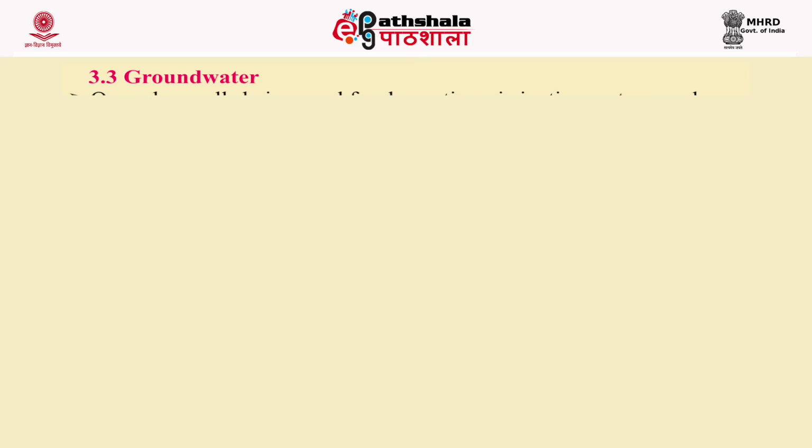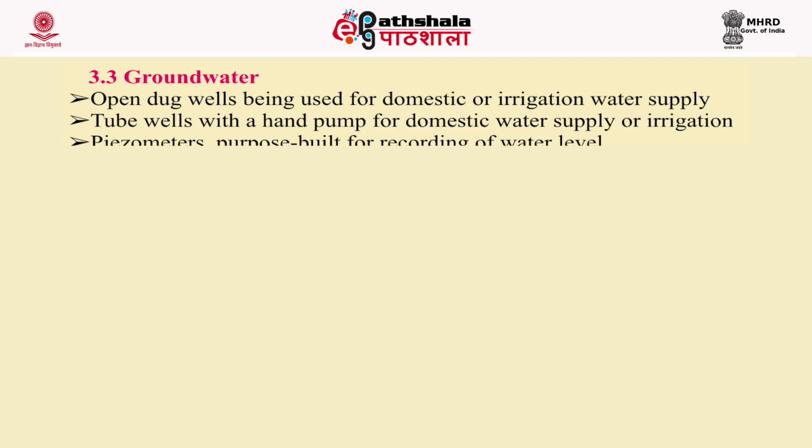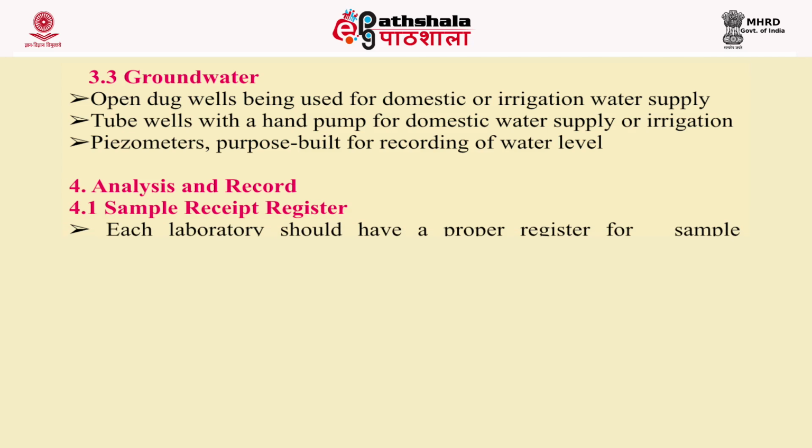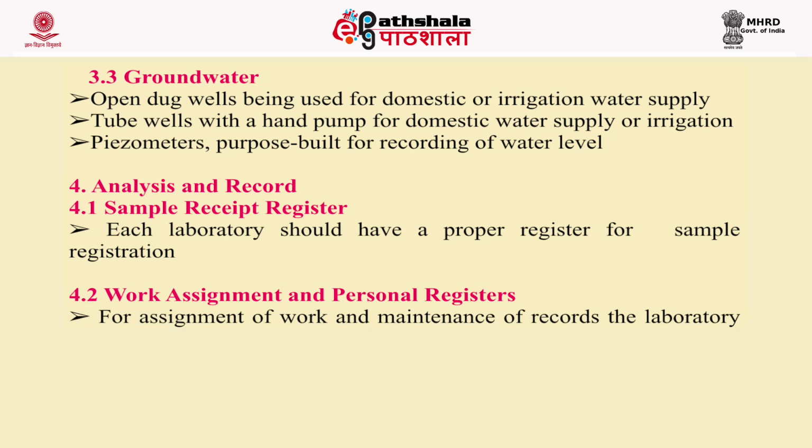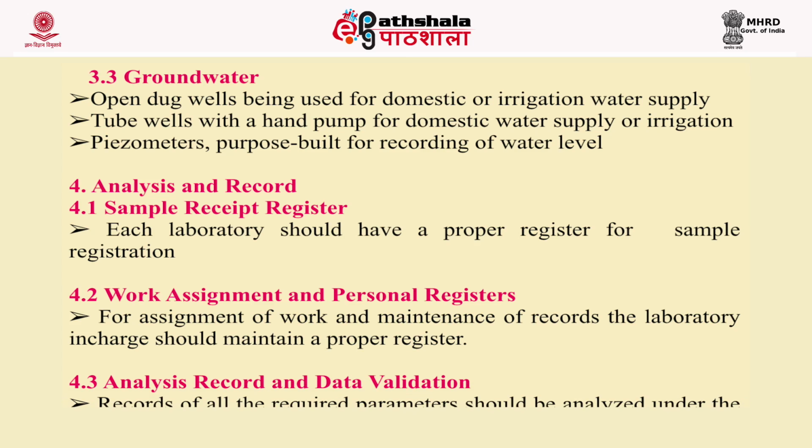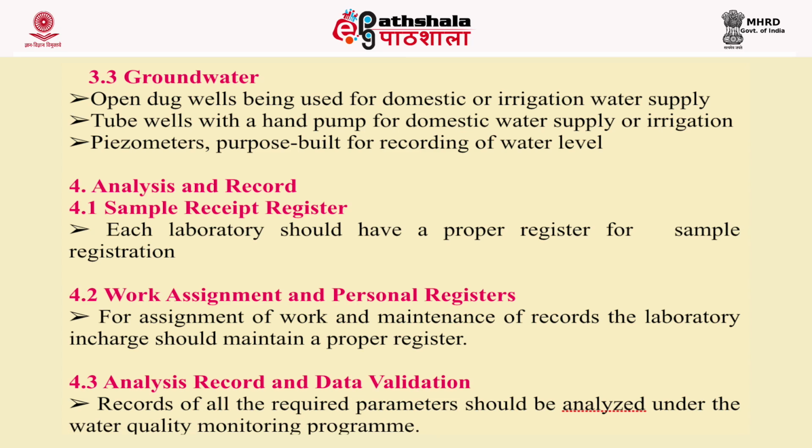For groundwater, open dug wells being used for domestic or irrigation water supply, and tube wells with a hand pump for domestic water supply or irrigation. Fourth step is the analysis and record. Sample receipt register: each laboratory should have a proper register for sample registration. Work assignment and personnel registers: for assignment of work and maintenance of records, the laboratory in charge should maintain a proper register. And last step is the analysis of record and data validation. Records of all the required parameters should be analyzed under the water quality monitoring programs.